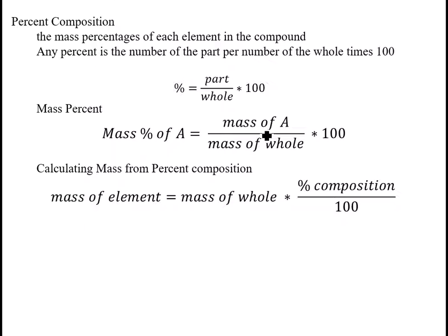And then I can rearrange this formula to find the mass of A by multiplying the mass of the whole times the mass percent divided by 100. This formula is also not given because it's just a manipulation of this equation right here. So how do you do problems like this?